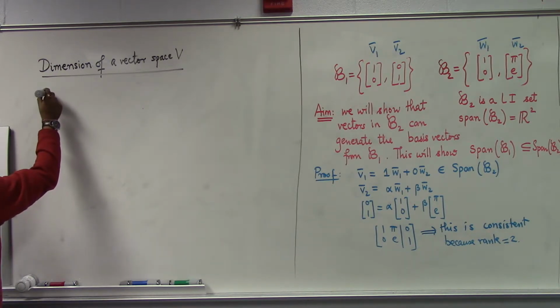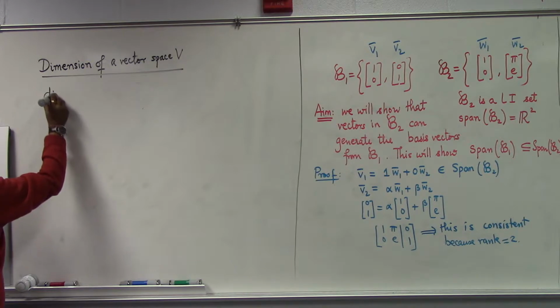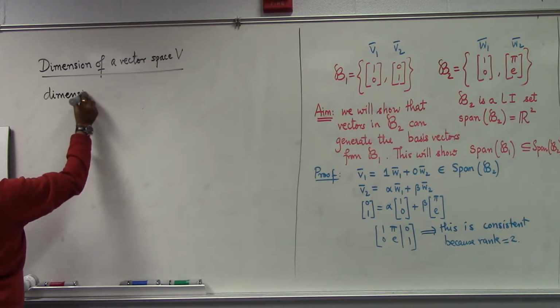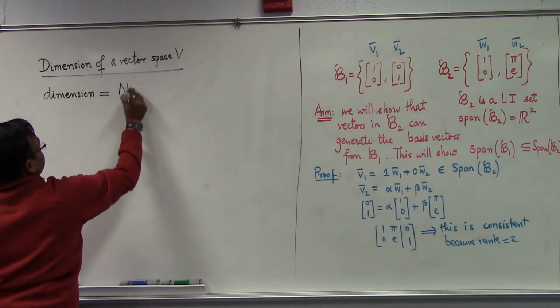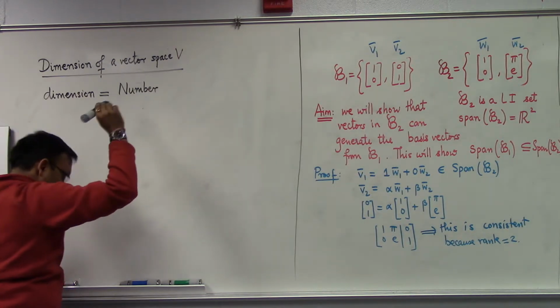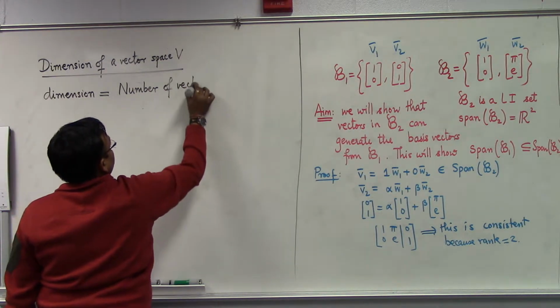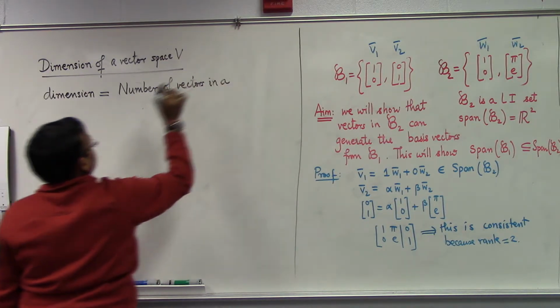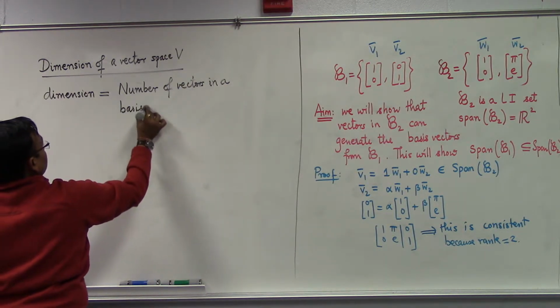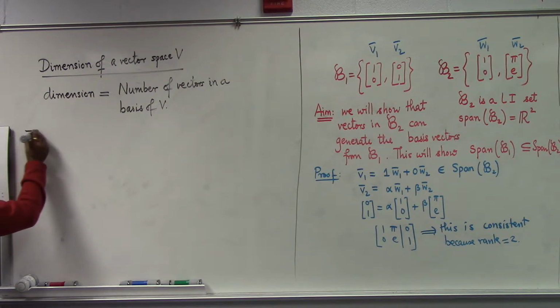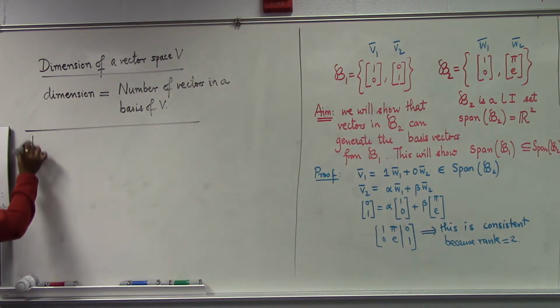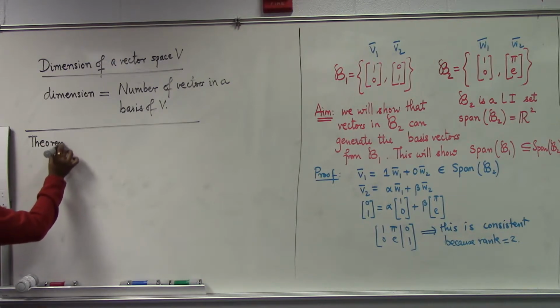So what is the idea of a dimension? This is how we are going to define dimension, and then we'll show that this definition makes sense. Dimension is basically the number of vectors in a basis of V. So in some sense, we are assuming that this definition makes sense only if all the bases have the same number of vectors. We don't know that yet, but we'll prove it and hence validate this particular definition.